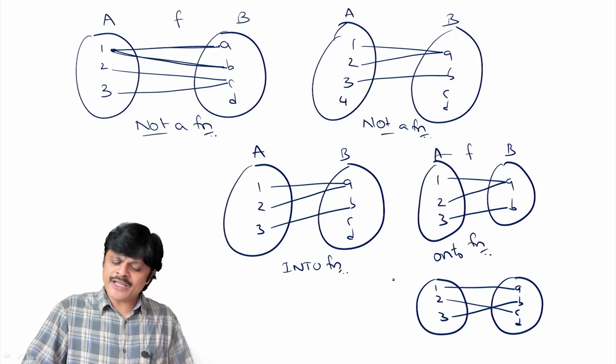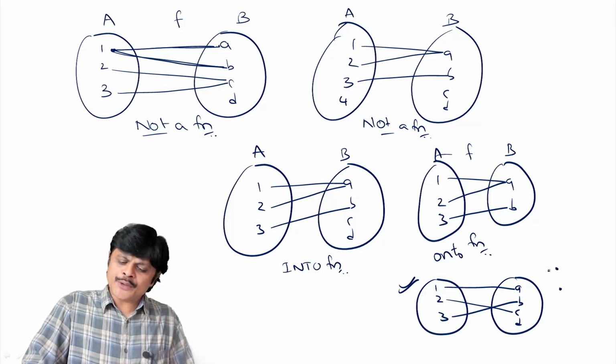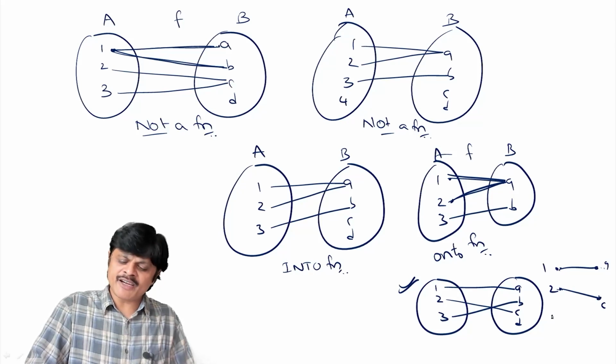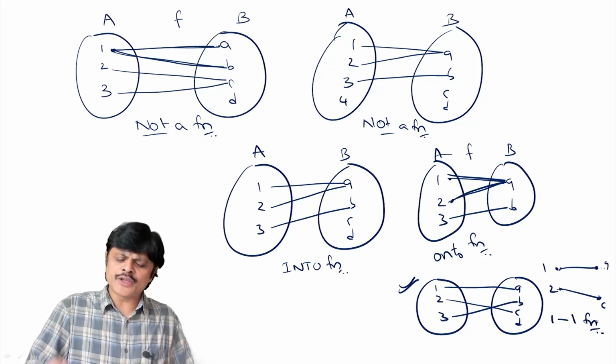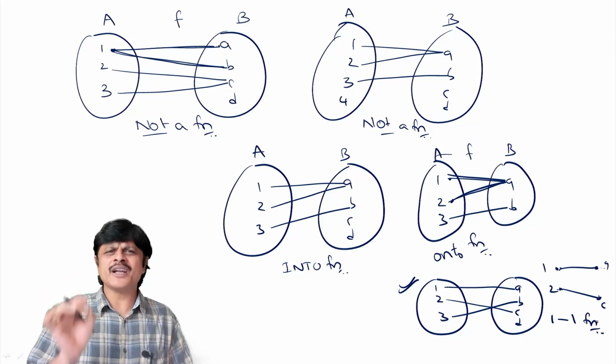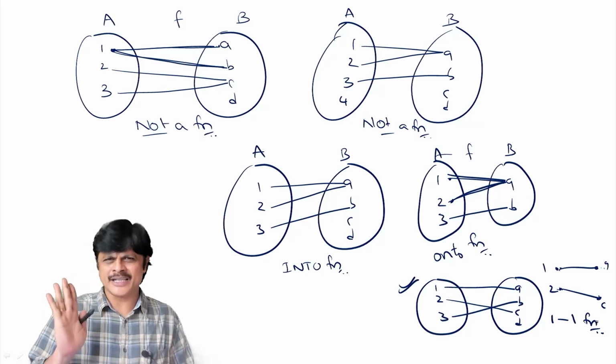But if you observe, there is one more specialty of this particular function. 1, 2 are two different elements, and the image of 1 is A and the image of 2 is C. Two different elements are having two different images. If you see the earlier example, different elements are having the same image, but here different elements are having different images. Such a function is called a one-one function. So these are some basic functions one needs to know: function, one-one function, and onto function. First, these three things we need to understand.